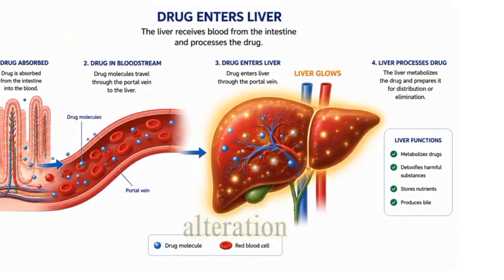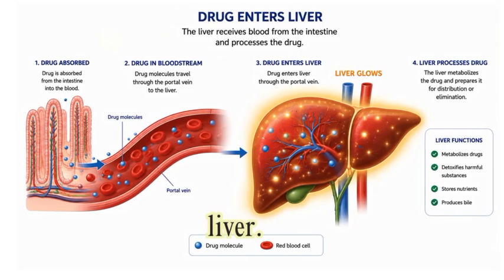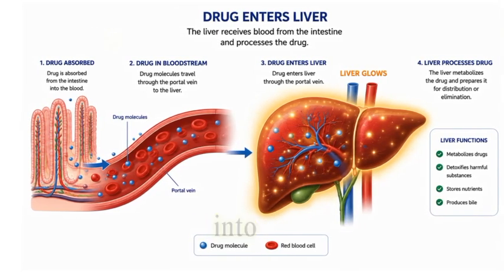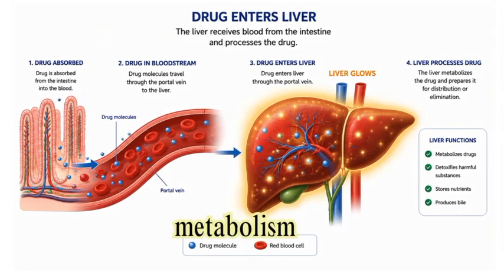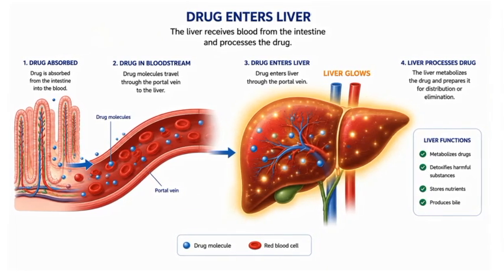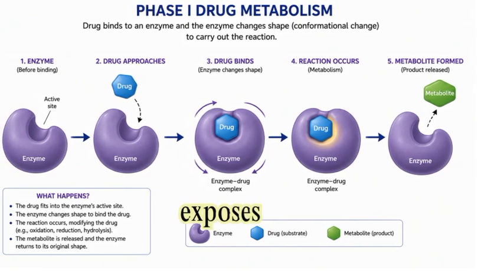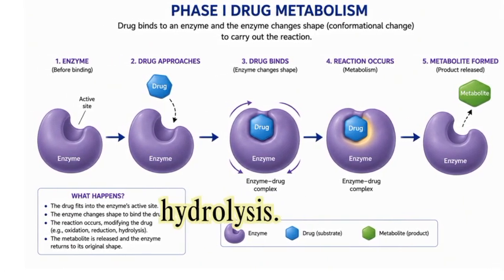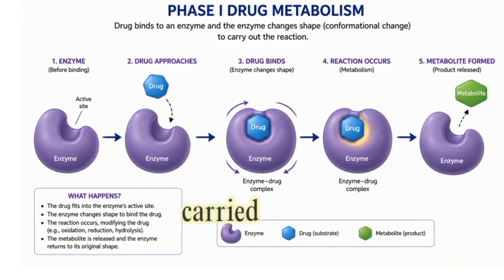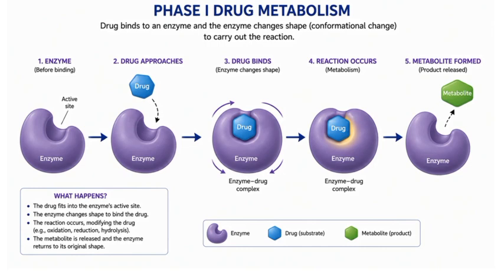Metabolism is the chemical alteration of drugs. Most metabolism occurs in the liver. The liver converts drugs into substances that are easier to eliminate. Drug metabolism occurs in two phases. Phase 1 introduces or exposes functional groups through oxidation, reduction, or hydrolysis. This is mainly carried out by the cytochrome P450 enzyme system.